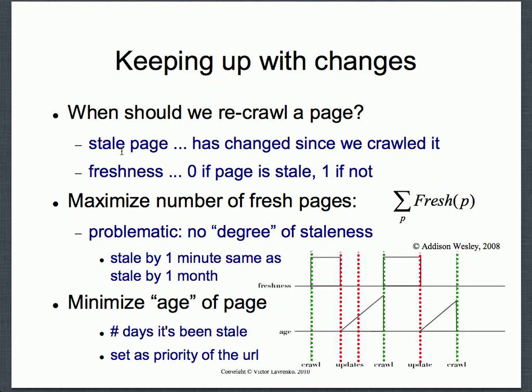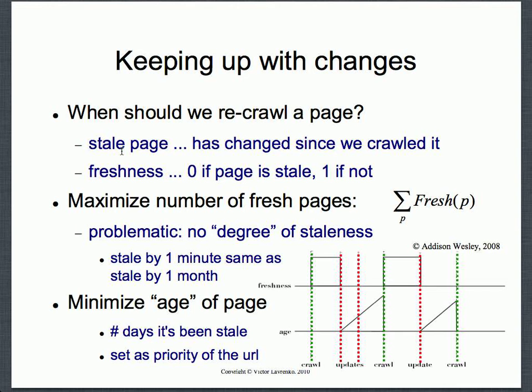All right, now, so I said that what you want as a search engine is you want your index to be relatively fresh, right? It's not useful to your users if the page in the index is as it was 2 years ago and it's changed 100 times since then. So what you want is to keep your index fresh, and the basic decision there is you have to figure out how often should you recrawl a particular page.